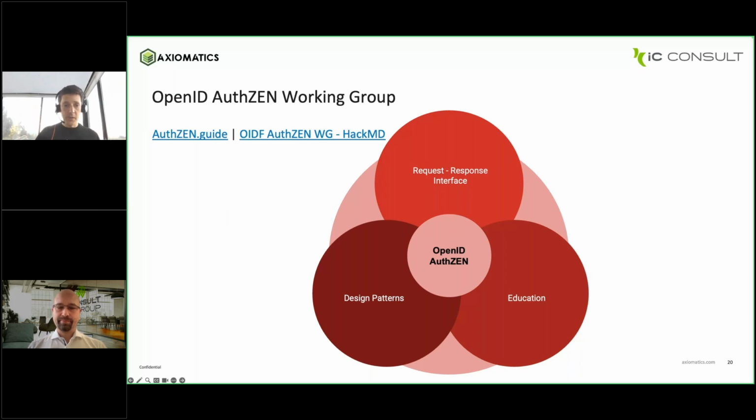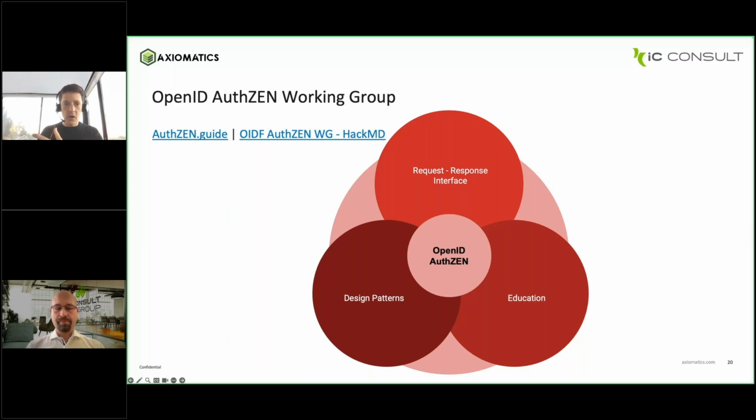There's two more pillars to AuthZen. One is really defining design patterns. Because so far in this presentation, we've talked a lot about P star P, but there's also the token-based approach to authorization that we haven't really touched on. So what does that mean? Like, which pattern should you choose? What are the pros and the cons? And then, of course, there's education. There's still a whole lot of education.